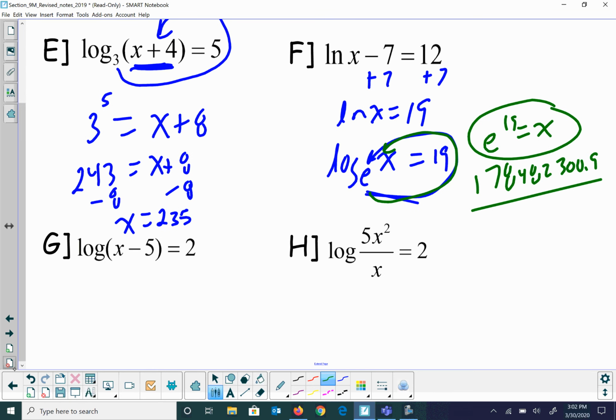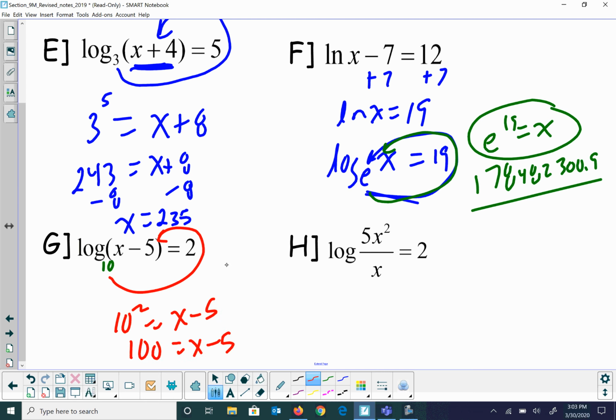All right, so this problem, remember if we have the log by itself, it's to base 10. Okay, so I'm going to go 10 to the 2nd is equal to x minus 5. Well, 10 to the 2nd is 100 equals x minus 5. So if I add 5 to both sides, I get x equals 105. And again, it didn't give me a negative log. If I plugged 105 back in, it didn't make that a negative number, so it works.